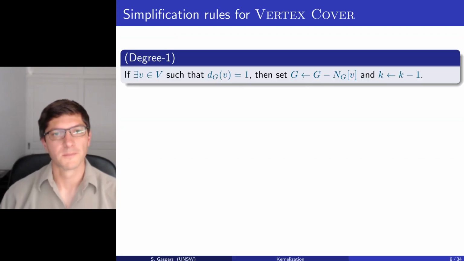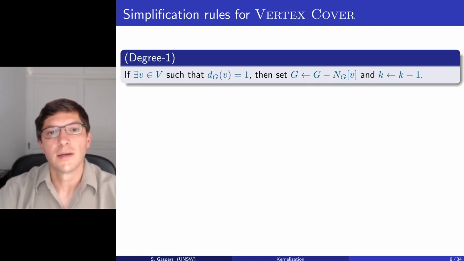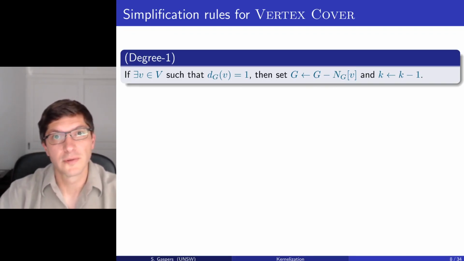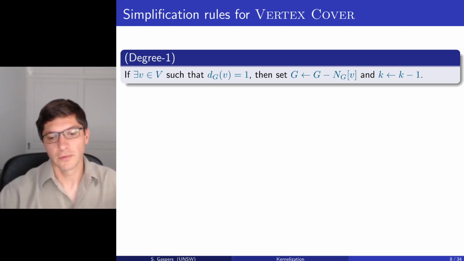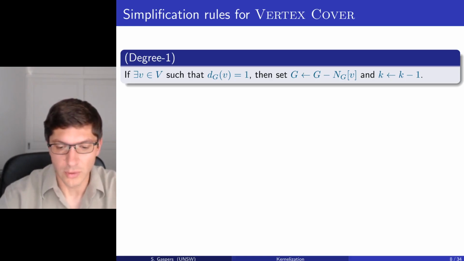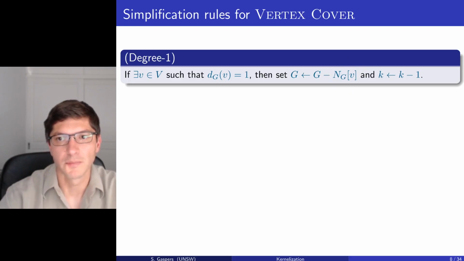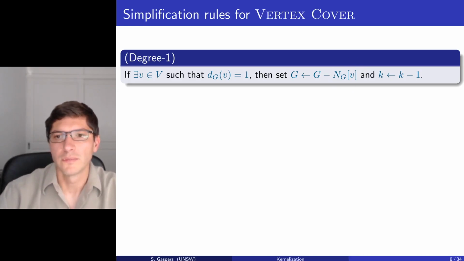Okay, let's look at our next rule. So the next rule says that if V is a degree 1 vertex, then what is this notation? We remove from the graph G the vertex V and its neighbors. So this is the closed neighborhood of V. It contains V and all its neighbors. So V has only one neighbor, so we remove V and its neighbor from the graph, and we decrease K by 1.